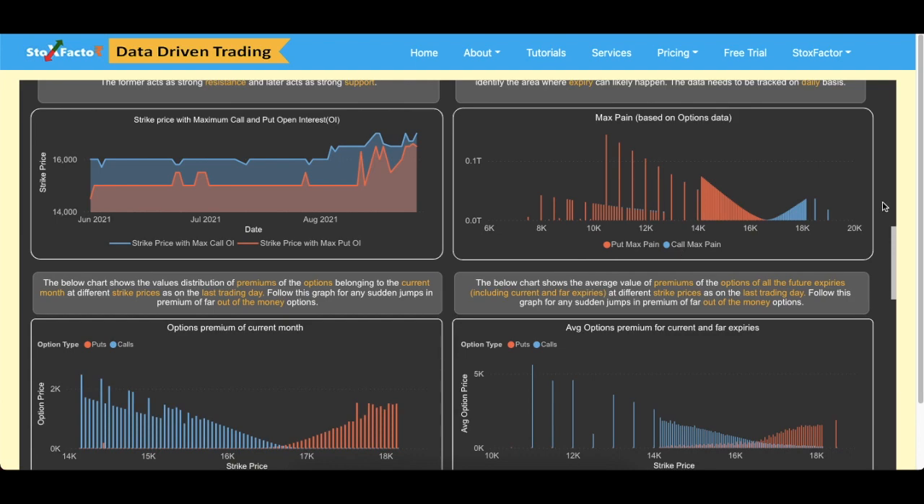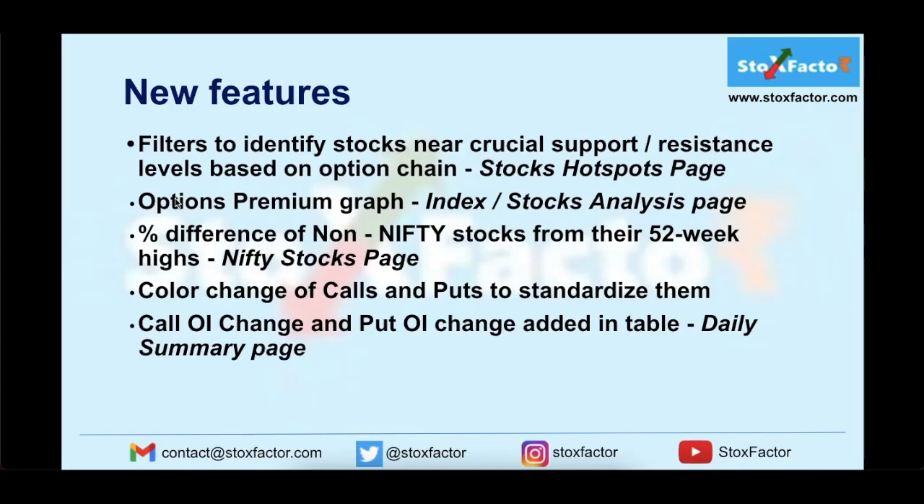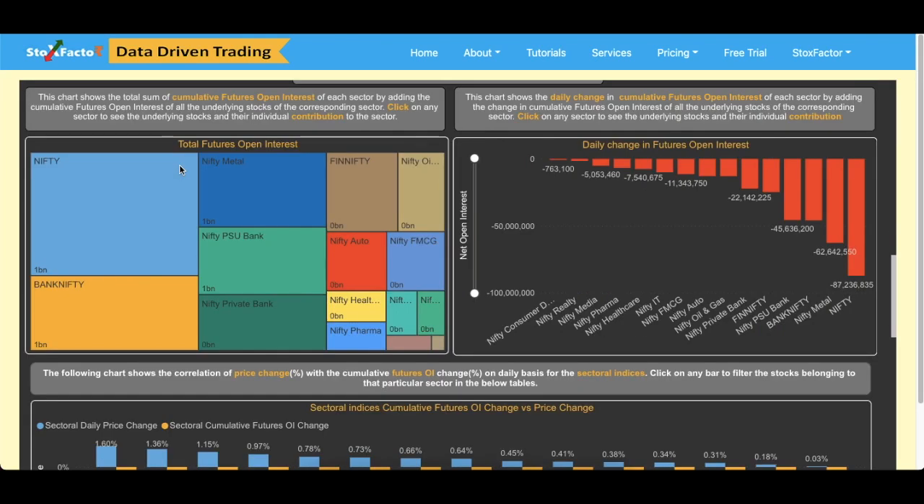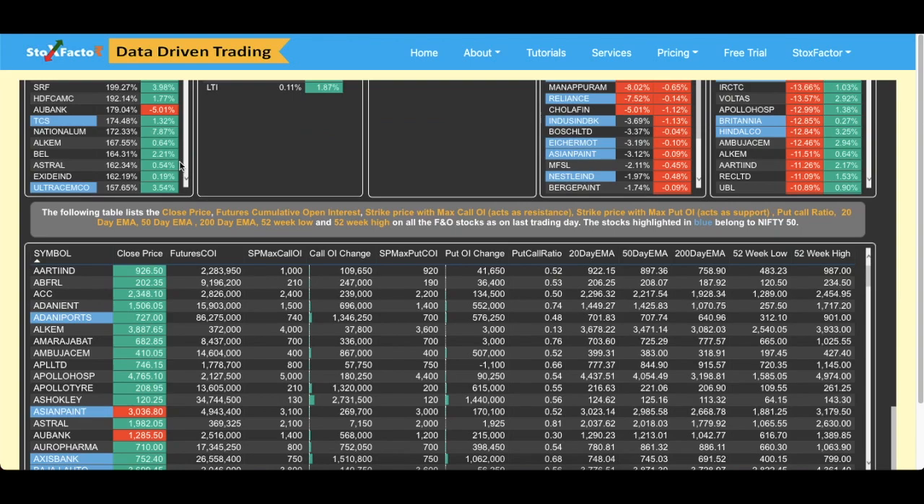And last but not the least, we'll quickly discuss the last feature, call OI change and put OI change added in the table. So this is a minor feature. We'll quickly jump to the daily summary page and scroll down to the bottom table. As you can see, we have added two more columns, call OI change and put OI change, along with the already added ones where the maximum resistance and maximum support existed. This is the strike price where maximum call writing is and where the maximum put writing is. Adjacent to that, we have added the call OI change as of last trading day and put OI change as of last trading day.